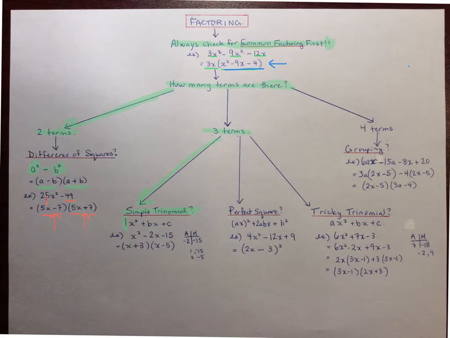If we have 3 terms, there are 3 possibilities that we can come across. It could be a simple trinomial, which we found there is a shortcut for. When you find your 2 numbers that add to the correct thing and multiply to the correct thing, you can go directly to your factored form because you only have a 1x squared. So the first terms in each of the binomials are going to just be 1x each. And then these 2 numbers, the plus 3 and minus 5, fit in here. So that's where that's coming from.